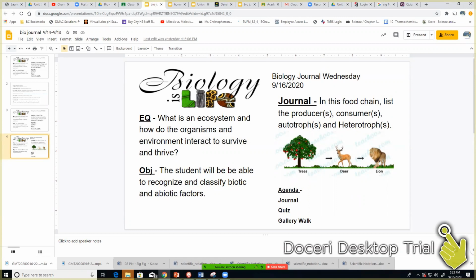Which one is the producer or producers? Remember, the producer is the one that can carry out photosynthesis. So, that would be my tree or trees.